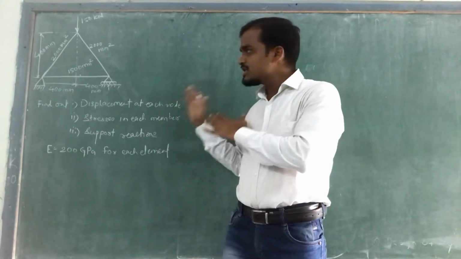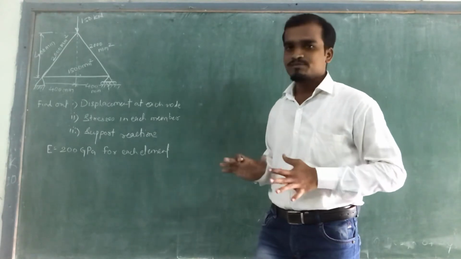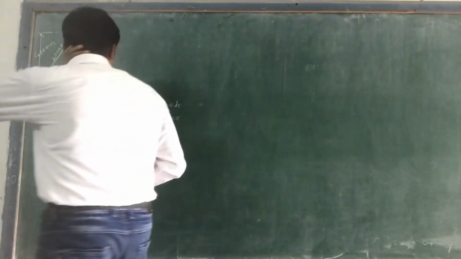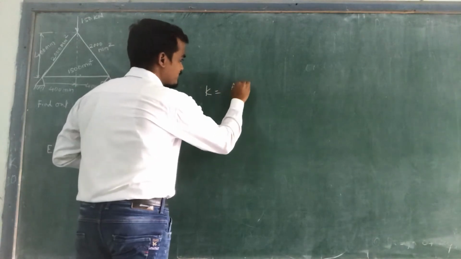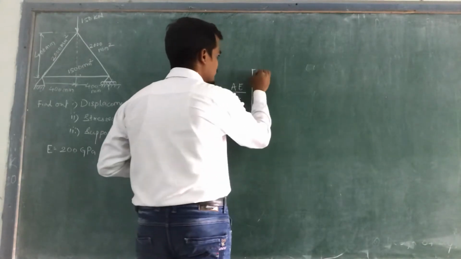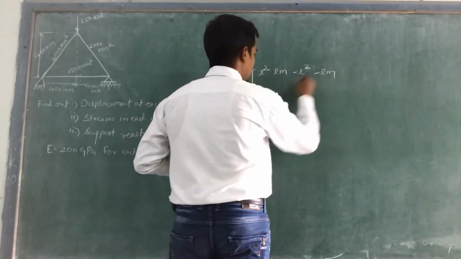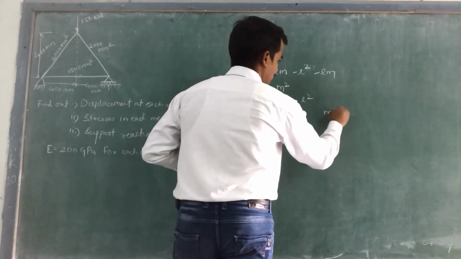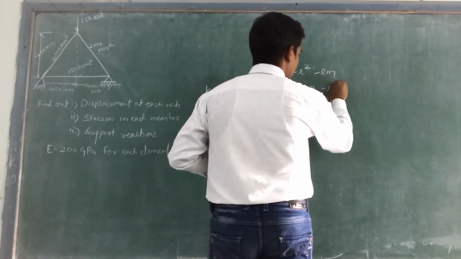The only change is that we need to find the elementary stiffness matrix for this truss element. It is given by K equal to AE by L into the stiffness matrix: L square, Lm, minus L square, minus Lm; Lm, M square, minus Lm, minus M square.